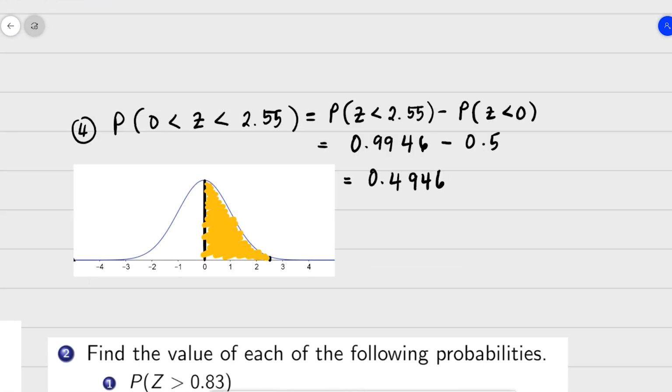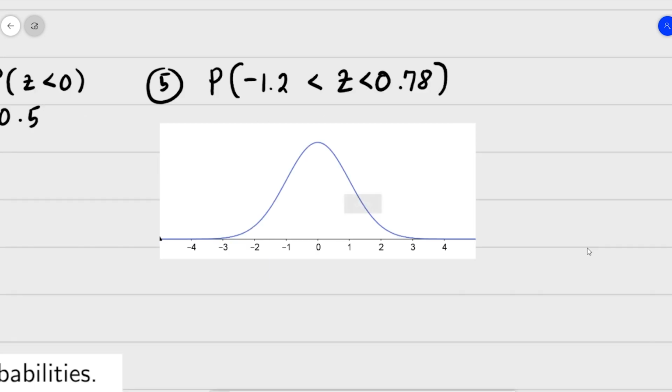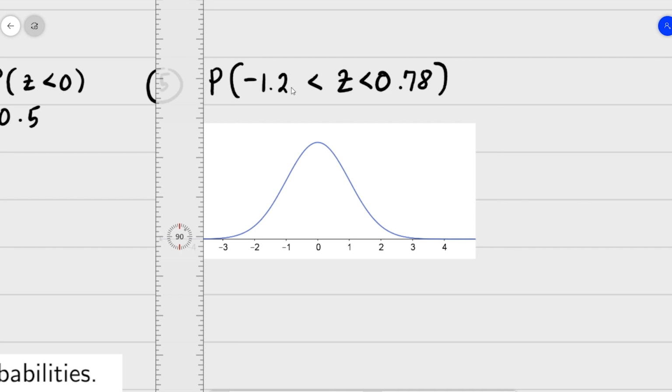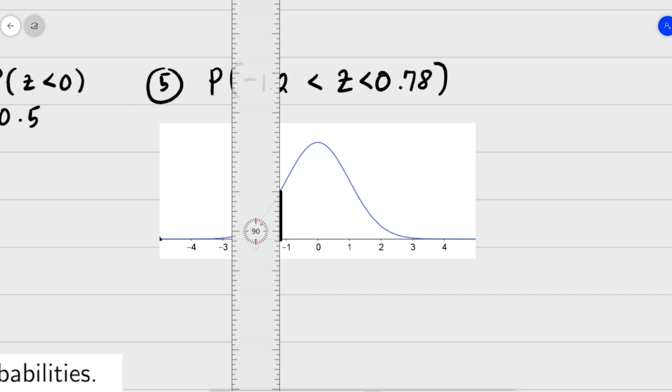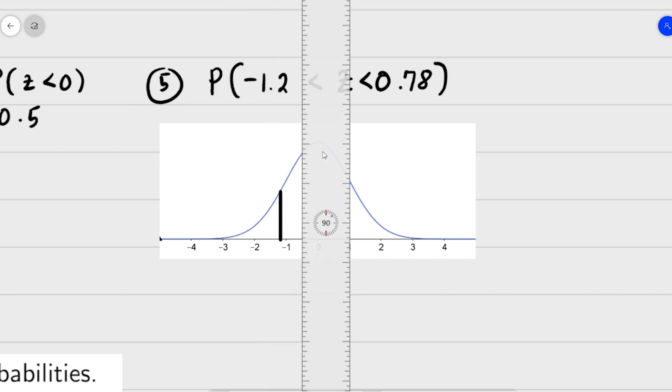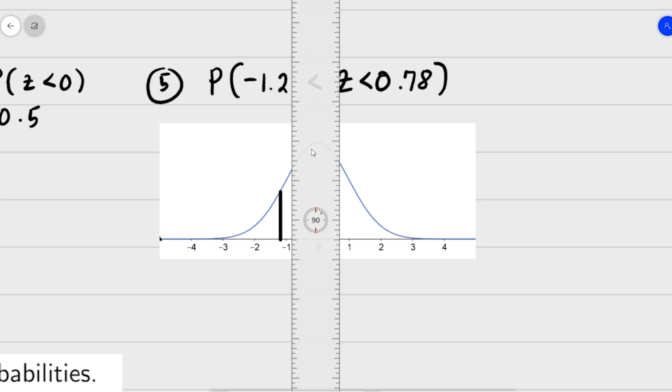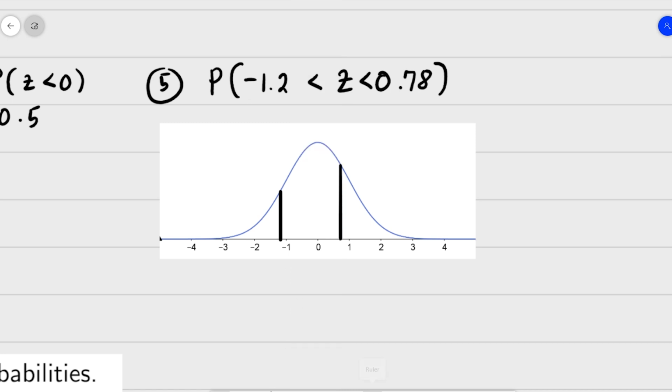Okay. And lastly, let's have number 5. Okay, drawing muna ulit natin. We want to get the probability that z is between negative 1.2 and 0.78. 1.2, mga banda dito yung 1.2. And we want the 0.78, so wala pa siya sa 1. 0.78 is somewhere here. And we want this area. So all we have to do is to shade this part para alam natin kung anong area yung kinukuha natin.